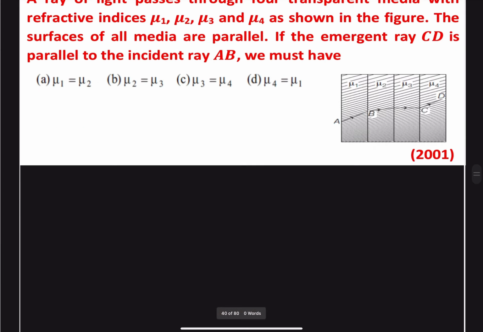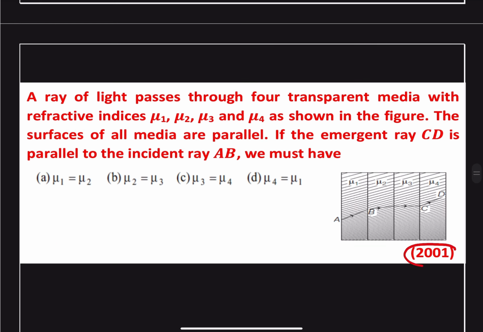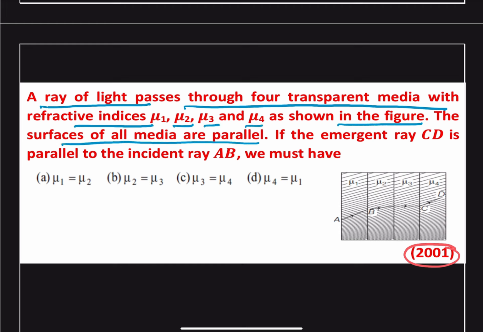So we come to the next question. It was asked in the year 2001 and it states that a ray of light passes through 4 transparent media of refractive index mu1, mu2, mu3, mu4 as in figure. The surfaces of all media are parallel. If the emergent ray CD is parallel to incident ray AB, we must have. So we have to find out the relationship between the refractive indices. And the important part is that the incident ray AB and the emergent ray CD are parallel with each other.